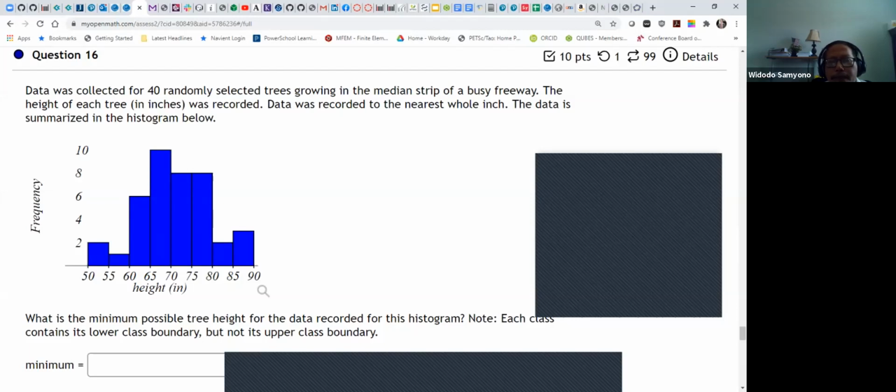And the question is, what is the minimum possible tree height for the data recorded for this histogram? So the answer is this one, right? Because it's the lowest number. That means this is the minimum height of the trees. So the answer is 50.